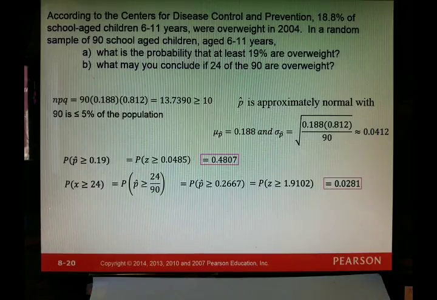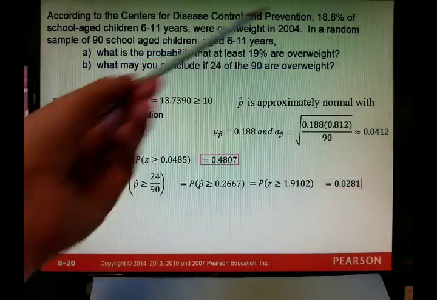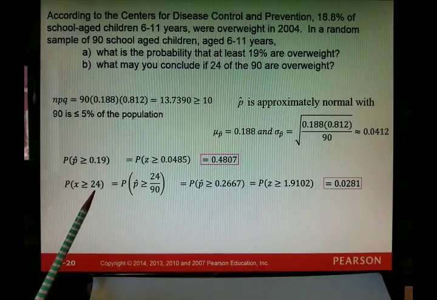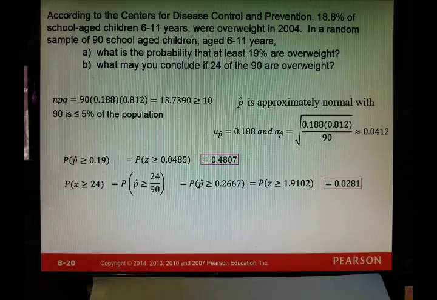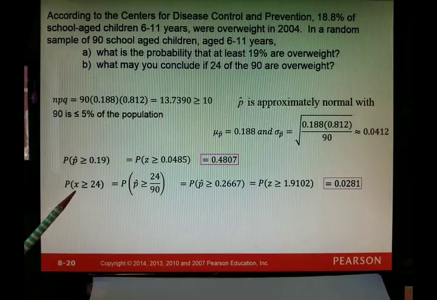So that would be unusual for a group of 24 or more kids to be overweight out of a group of 90 if this is the obesity rate in our country. So if we have a school that has more than 24 out of 90 that are overweight, something's wrong. Something's wrong in that community. Kids aren't active enough, or maybe the kids have to stay indoors too much. There's something going on that maybe is causing the children in that area to be more overweight than the rest of the country.